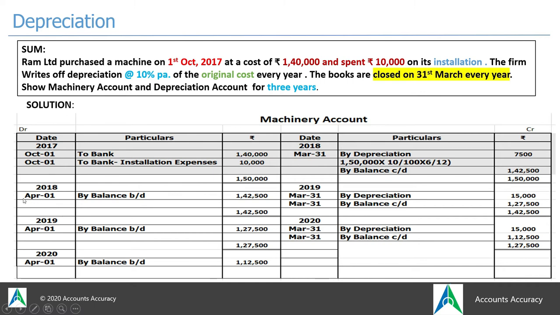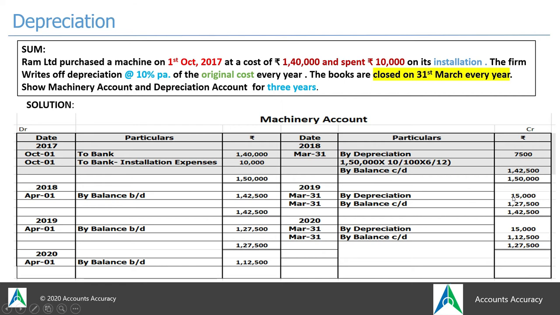Now, as the balance of the machine has reduced to 1,42,500, it will be carried to the next year, 2018, and again you will write April 1st. Now, from April 1st till March 31st, 2019, we will use the machine for the whole year. So that's why the depreciation will be provided for the whole year. The original value was 1,50,000 at 10%, that means 10 by 100 of 1,50,000 would be the depreciation for the second year, that is from April 2018 to March 31st, 2019. The entire year the machine was used, so we are providing depreciation for the whole year.